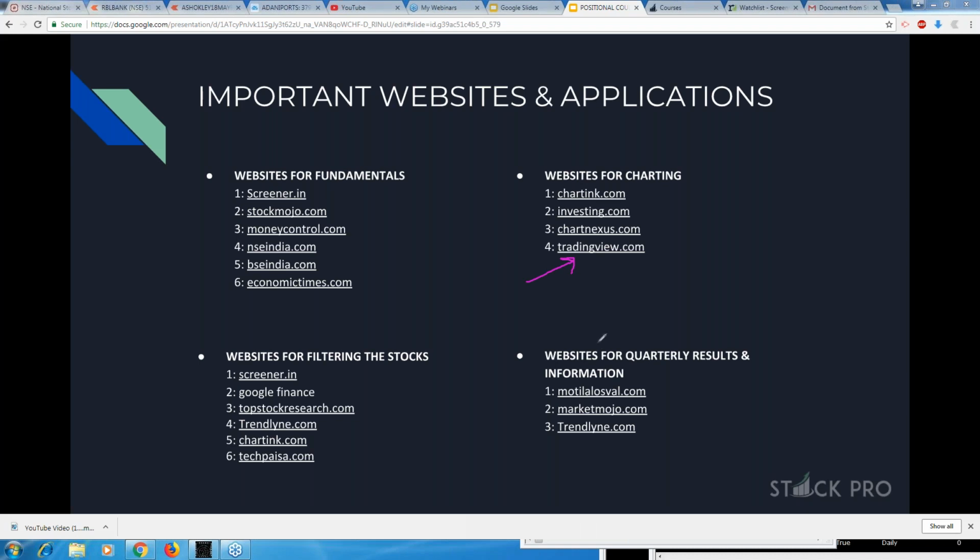Then if you want to read about the quarterly results and the information about the company's upcoming results, you can go to motilaloswal.com, marketmojo.com, or trendline.com, right? These are the three websites which will give you the different companies' results. Okay, so let me take a few of them one after the other and show you.